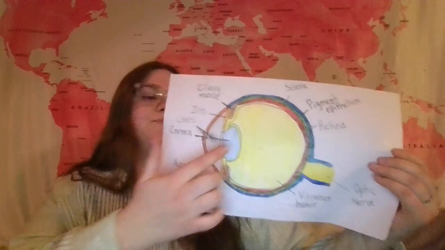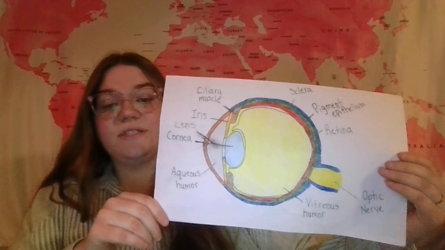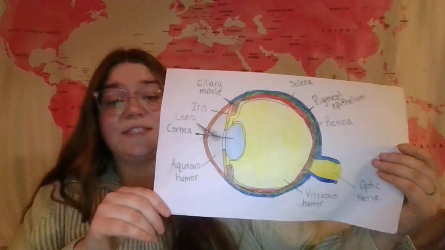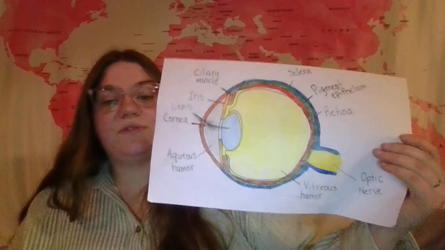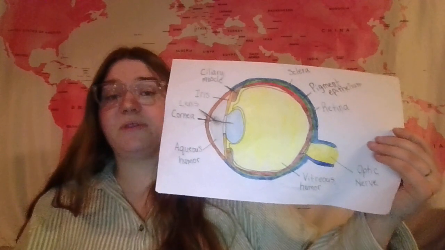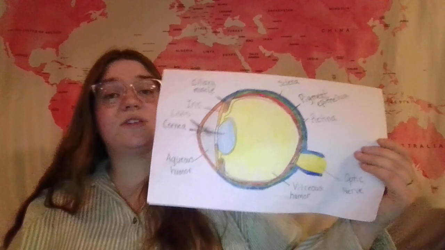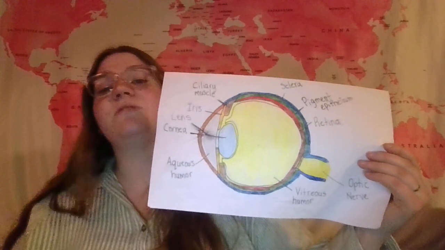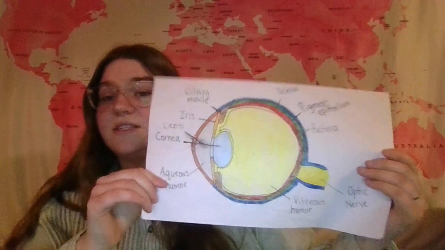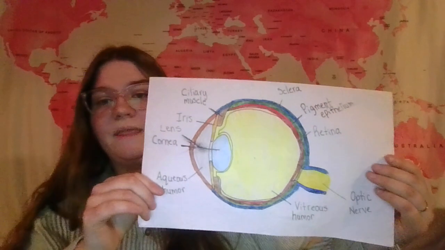Behind the pupil is the lens, which, along with the cornea, aqueous humor, and vitreous humor, refracts light to focus images on the retina. The lens can change its shape, thickening for close objects and thinning for distant ones, a process called accommodation. The ciliary muscle controls the lens shape. When it contracts, the lens thickens for near vision, and when it relaxes, the lens thins for far vision.